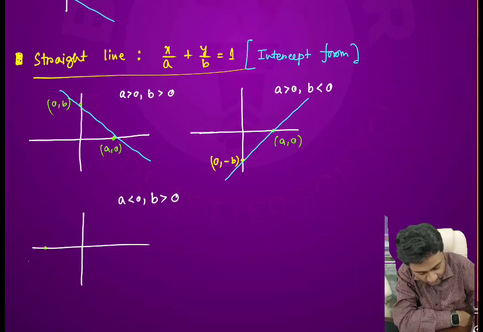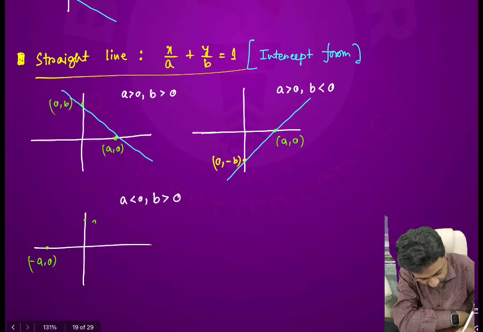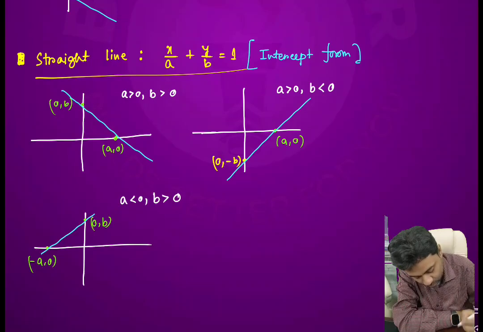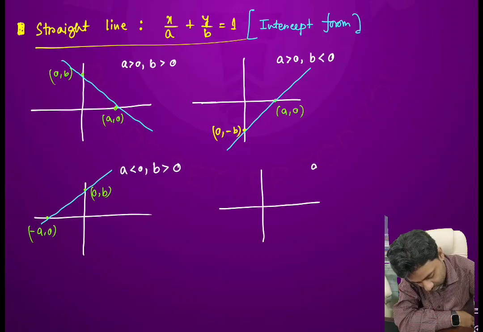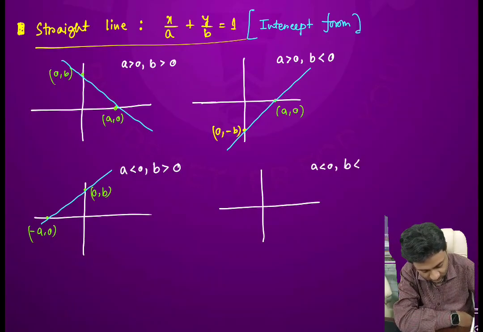If A is less than 0 and B is greater than 0, then the graph intercepts the x-axis at a negative portion, say minus a, 0, but the y-axis at a positive part, which is 0, b. Joining these two points, you get a shape like this.